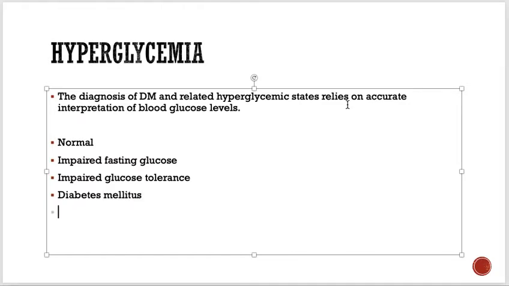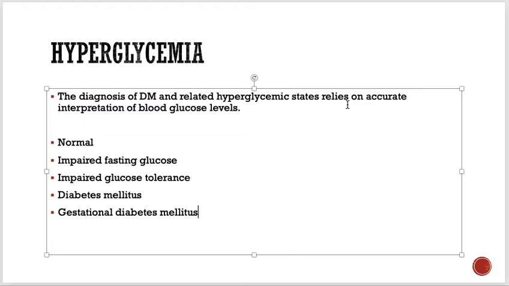And one of the things which occurs in pregnancy, we call gestational diabetes mellitus. Now these are all the things which we are going to cover in this lecture.